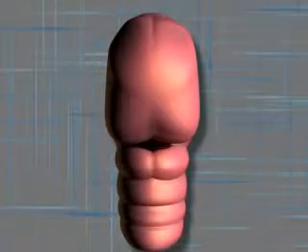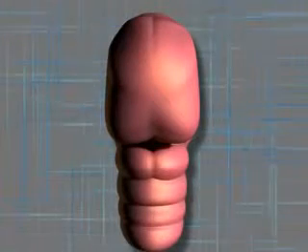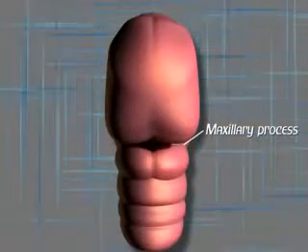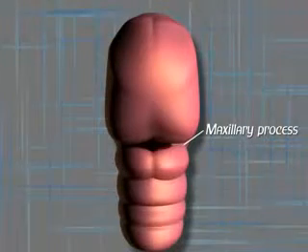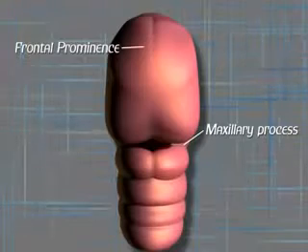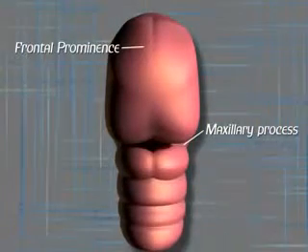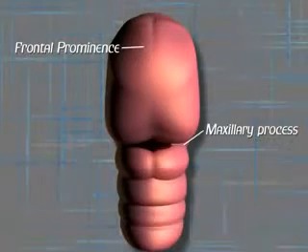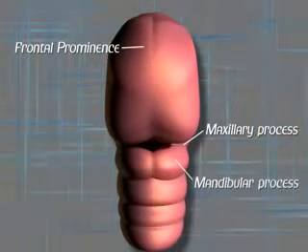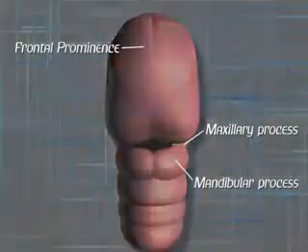At about 24 days, the first branchial arch establishes another process, the maxillary process. Now the stomodium is limited cranially by the frontal prominence, which covers the rapidly expanding forebrain, laterally by the newly formed maxillary process, and ventrally by the first arch, which now becomes known as the mandibular process.